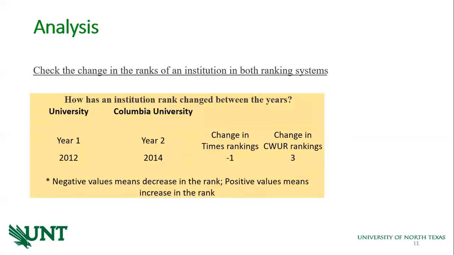Then check the change in the ranks of an institution in both ranking systems. To achieve this goal, I identified the rank of Columbia University in 2012 and 2014 in both ranking systems. If you look here, in the Times ranking system, Columbia University's rank decreased by one rank, and in the CWR ranking system it increased by 3 ranks. Negative values mean a decrease in the rank, and positive values mean an increase in the rank.